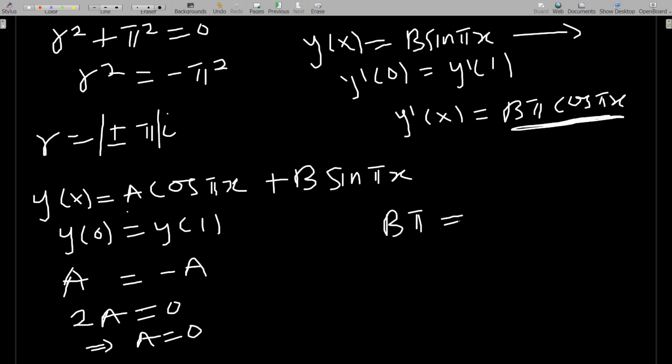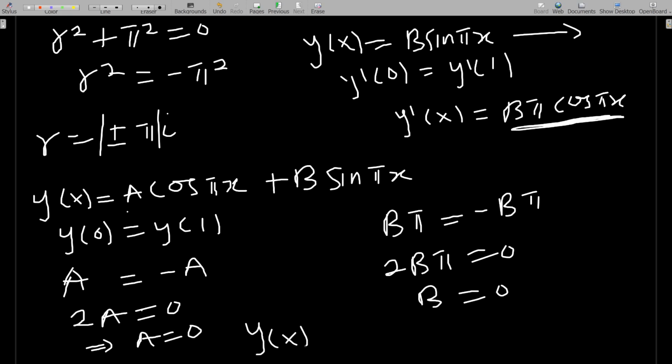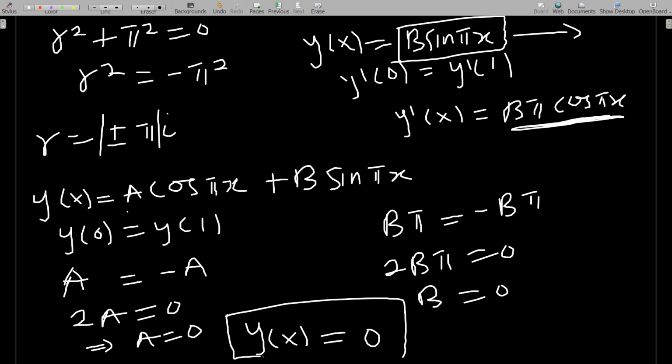And this is equal to, when I put 1 there, cos of pi, which is negative 1, so I have minus b pi. So I'll have 2b pi equals 0. If I divide through by 2 pi, I have b equals 0. This has also shown that y of x equals 0, so the trivial solution indeed exists. It means that there exists a Green's function, given y having general solution as a cos pi x plus b sine pi x.